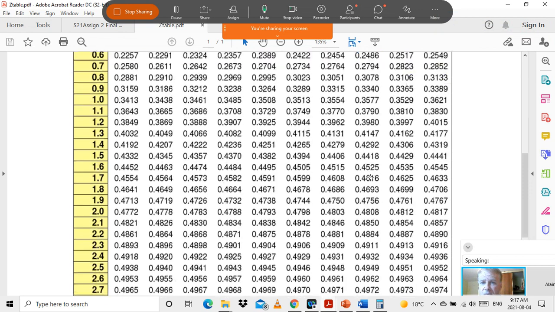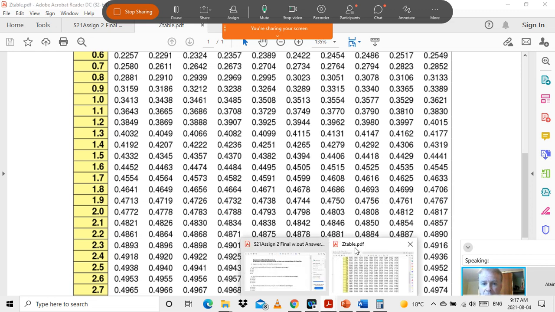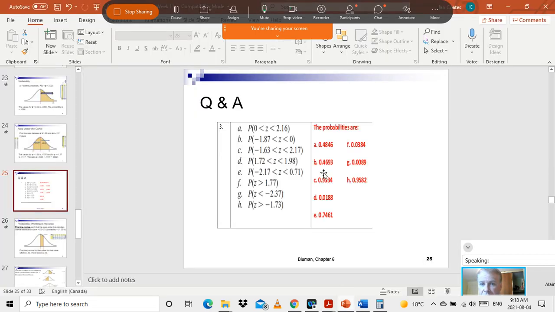1.87. Where the heck is 1.8? There's 7 right there. 1.8. So hopefully there. 0.4693. What do we got here now? 0.4693. Okay. Try these out. These are good. You know what I mean? Try them all. There's only a couple there.